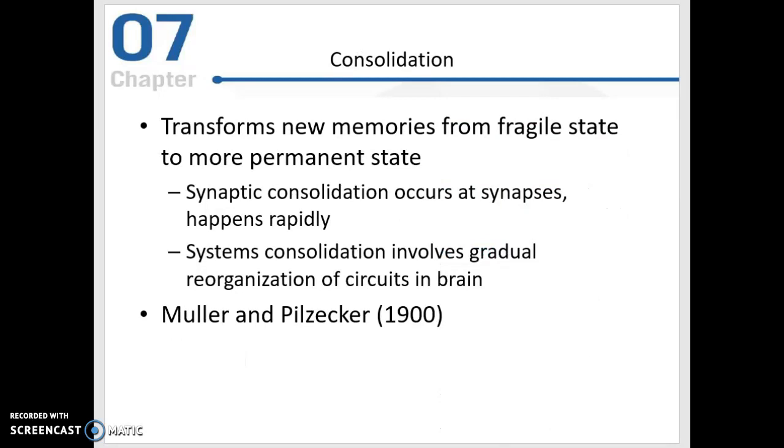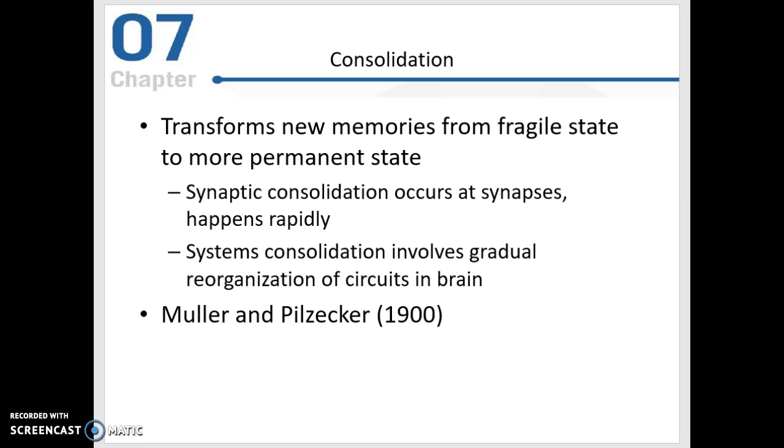Consolidation is our next topic, and as I mentioned, for distributed versus the massed practice, there is a period of time where our new memories have to move into a more permanent state. So all of this is involved in long-term memory, but the memories that are most recent are in a fragile state until they are consolidated. So we are going to talk about two different types of consolidation: synaptic consolidation and systems consolidation, and we'll look at those more closely.